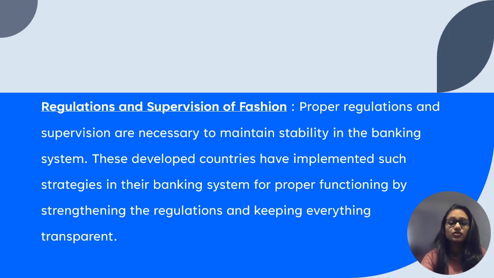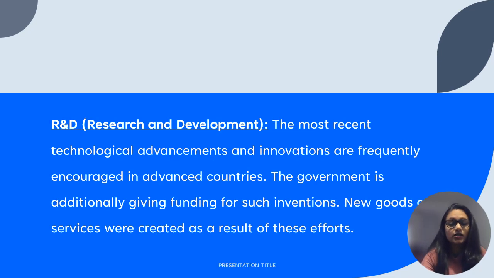The third one was the regulations and supervisions of fashion. So there were certain rules and regulations which are really necessary for a country to stabilize the banking system as well. So these developed countries, these rich countries, implemented such strategies in their banking system for proper functioning and by strengthening the regulations and keeping everything transparent. So everything in their banking system used to be transparent so as to perform a smooth functioning of the system.